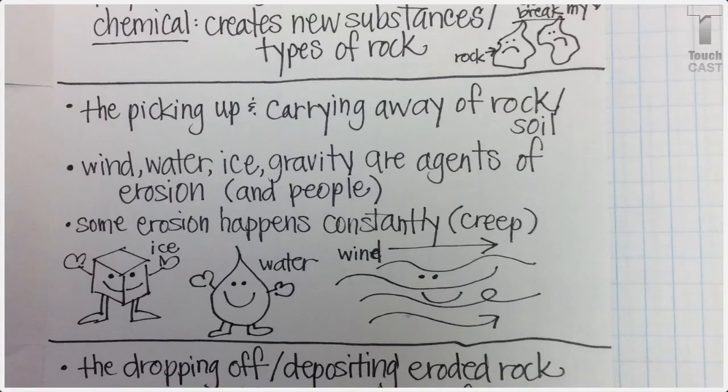Erosion is the next process, and it's basically the picking up and carrying away of the rock pieces or the soil. Again, wind, water, and ice are going to be your agents, but gravity is also going to be an agent of erosion. Some erosion happens constantly, so it kind of is a creep. We see that in places like California, where they have mudslides and they have hills and the landscape that's going to allow gravity to take a hold of that.